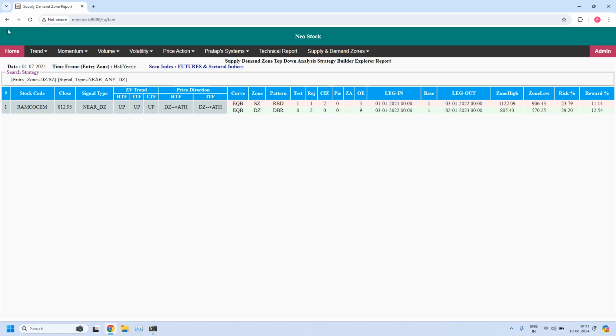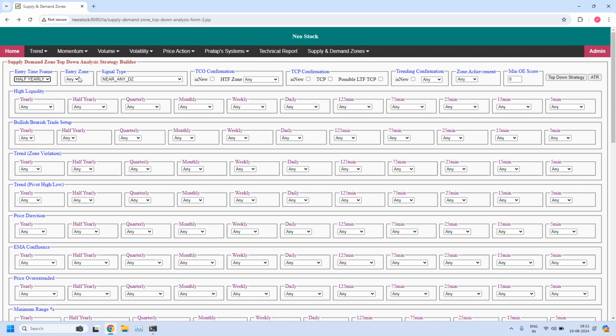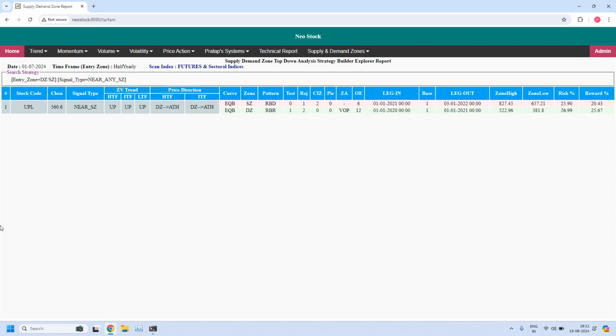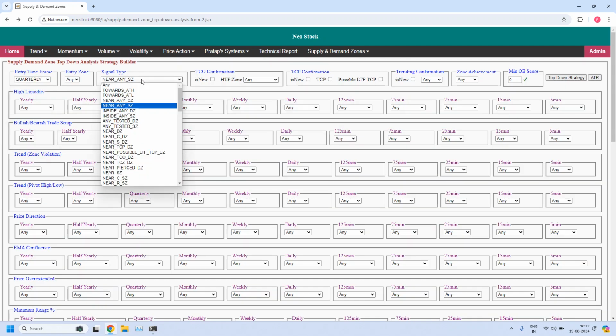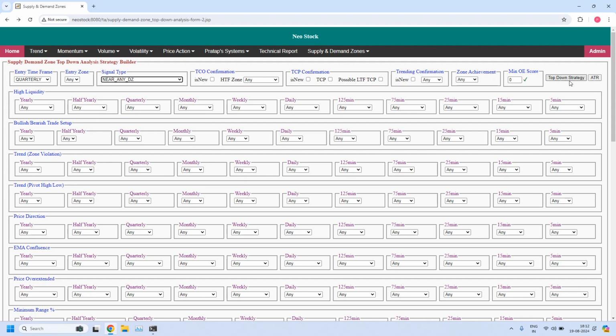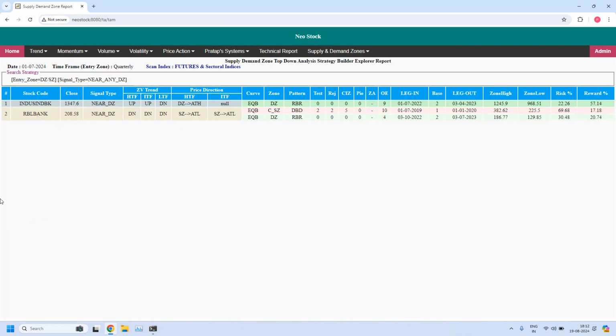Okay, now the next report, half-yearly time frame, let us find the stocks near half-yearly supply zone. So only one stock is filtered which is near to the half-yearly supply zone. The next report, changing the time frame to quarterly, let us find the stocks near quarterly demand zone. So two stocks are filtered near to the quarterly demand zone.